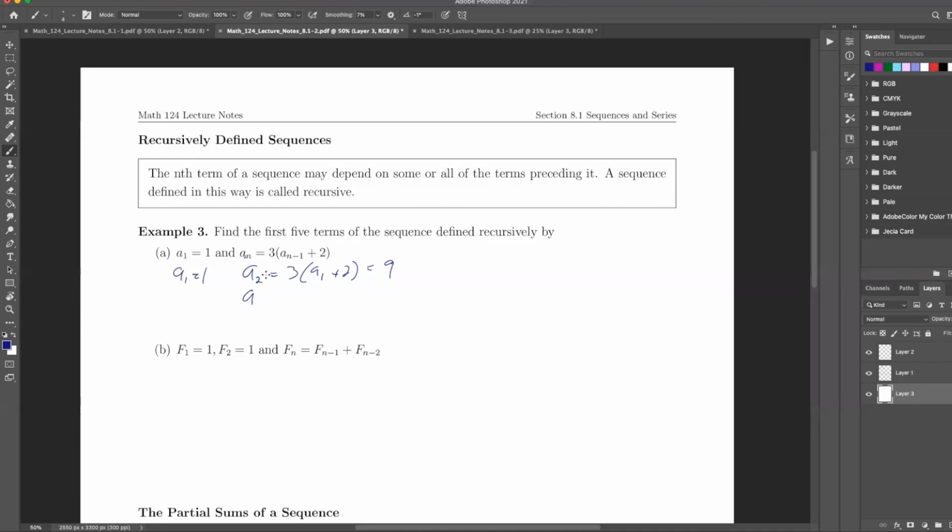So we want to put in the first 5. So a3 is equal to 3 times (a2 plus 2). Do I know what a2 is? Yeah, it's 9. 9 plus 2 is 11. 11 times 3 is 33.